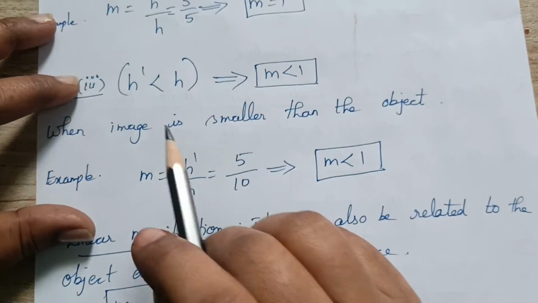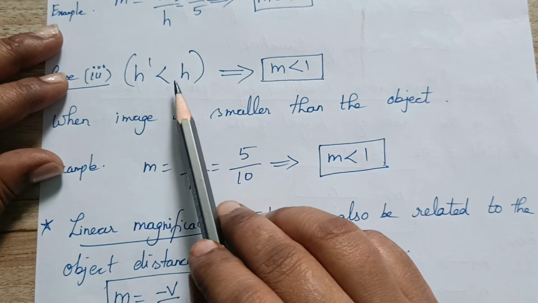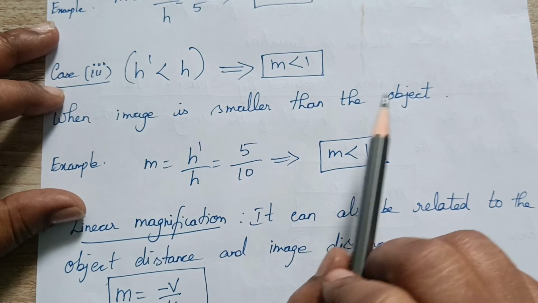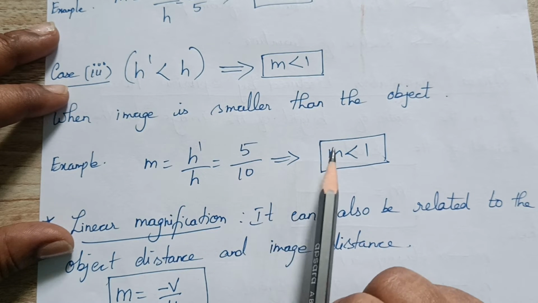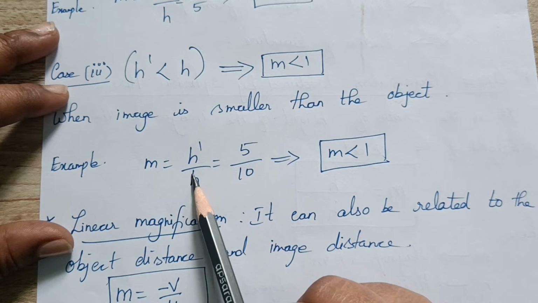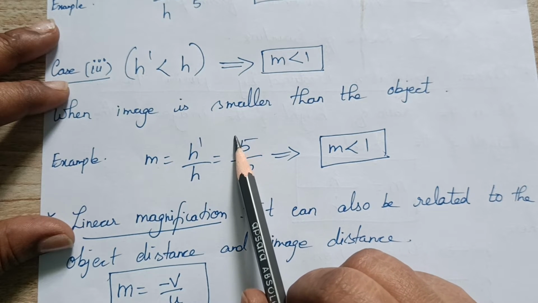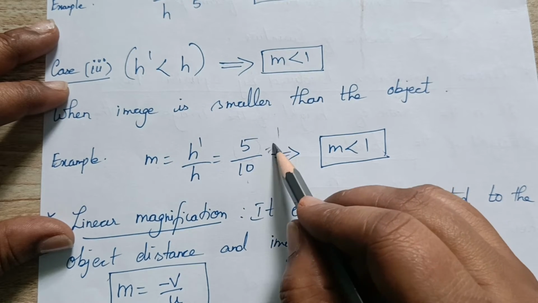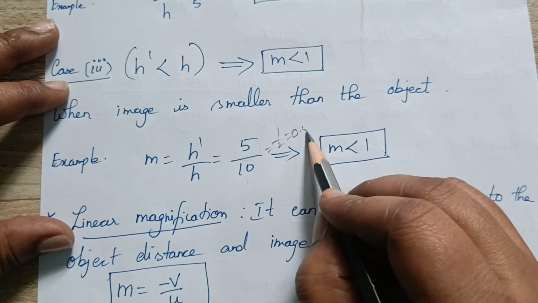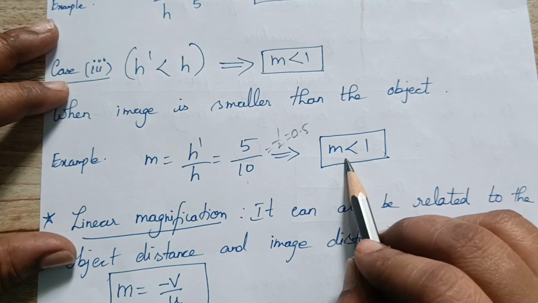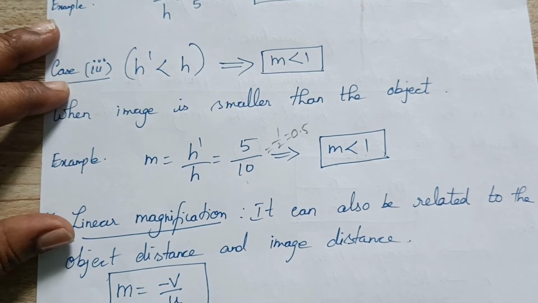In the case when the image is smaller than the height of the object, we will get m less than 1. So m equals h dash by h, where the image is smaller. So 5 divided by 2, that is equal to 1 by 2, that is 0.5. It is less than 1. M is less than 1, nothing but magnification is less than 1.